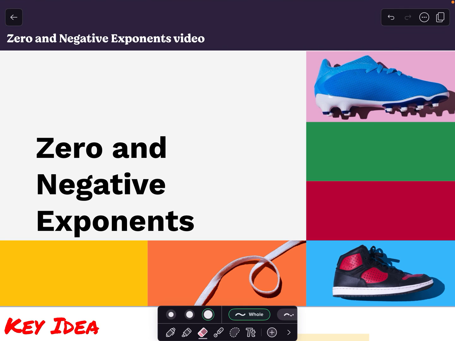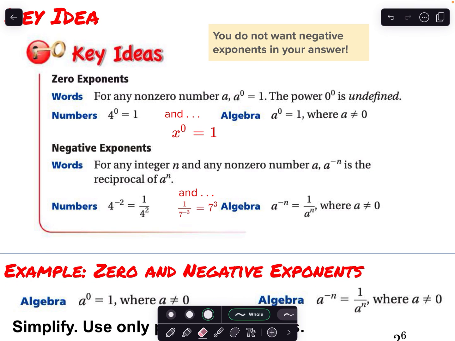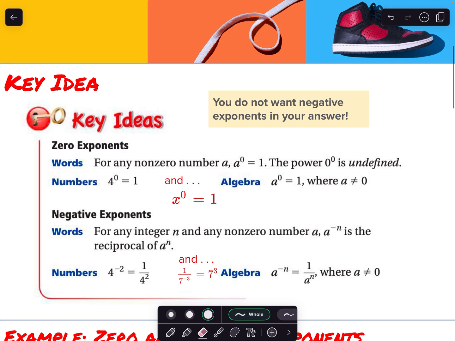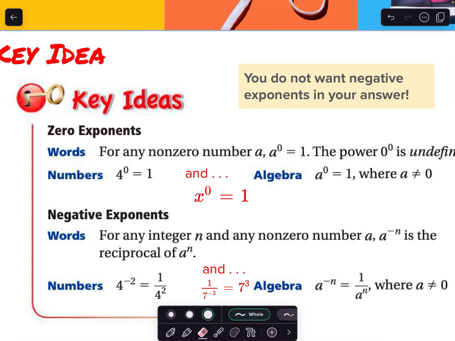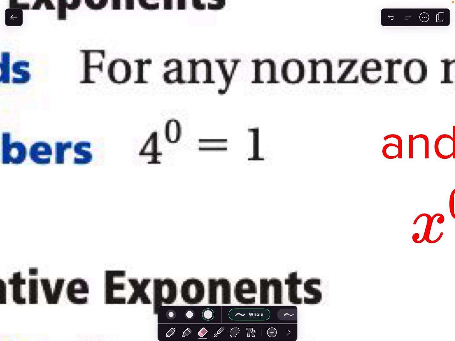So we've got 0 and negative exponents today. First thing is, these are kind of weird rules that we're going to go over today. We're going to use the rule that we learn and then just use the other properties for division and multiplication to figure out the rest of this. So the bottom line is you don't want a negative exponent in your answer whenever you're doing one of these problems. So the first thing we're going to talk about is any number to the 0 power equals 1.